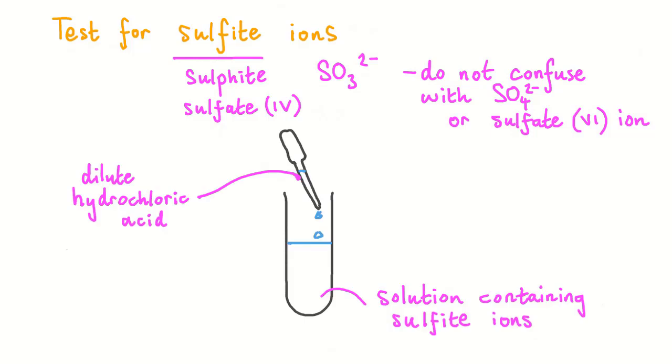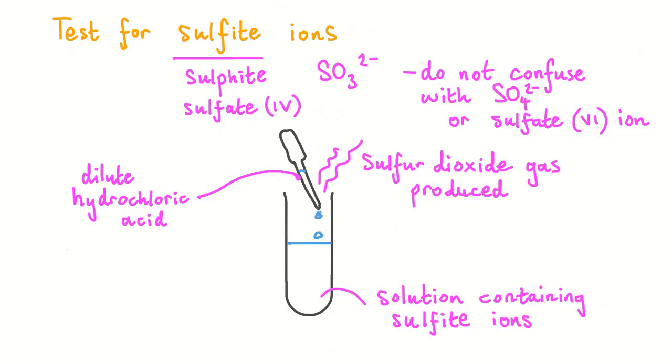Sulfite salts and sulfite solutions are less commonly encountered in the laboratory. They're sometimes used as preservatives in food products. There is an interesting test to see if they are present in solution. When hydrochloric acid is added to a solution containing sulfites, sulfur dioxide gas is produced.